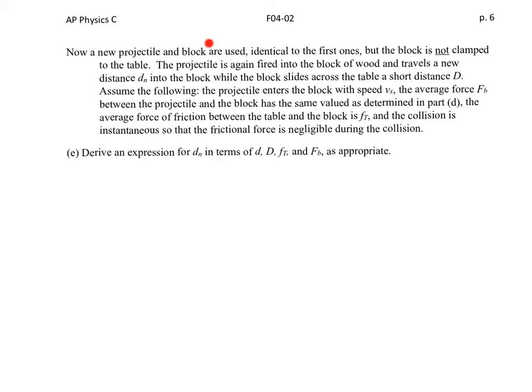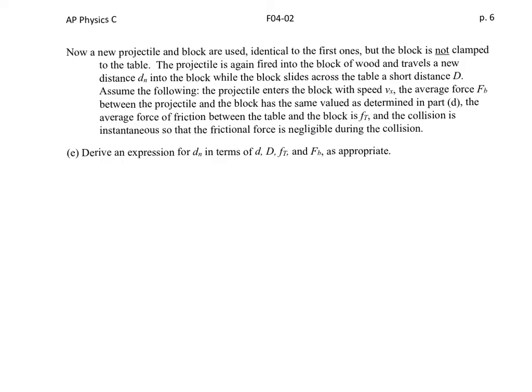Now, a new projectile and block are used, identical to the first ones, but the block is not clamped to the table. The projectile is again fired into the block of wood and travels a new distance d sub n into the block while the block slides across the table a short distance, capital D. Assume the following. The projectile enters the block with speed v sub x. The average force F sub b between the block and projectile has the same value as determined in part D. The average force of friction between the table and the block is F sub t, and the collision is instantaneous, so that the frictional force is negligible during the collision.